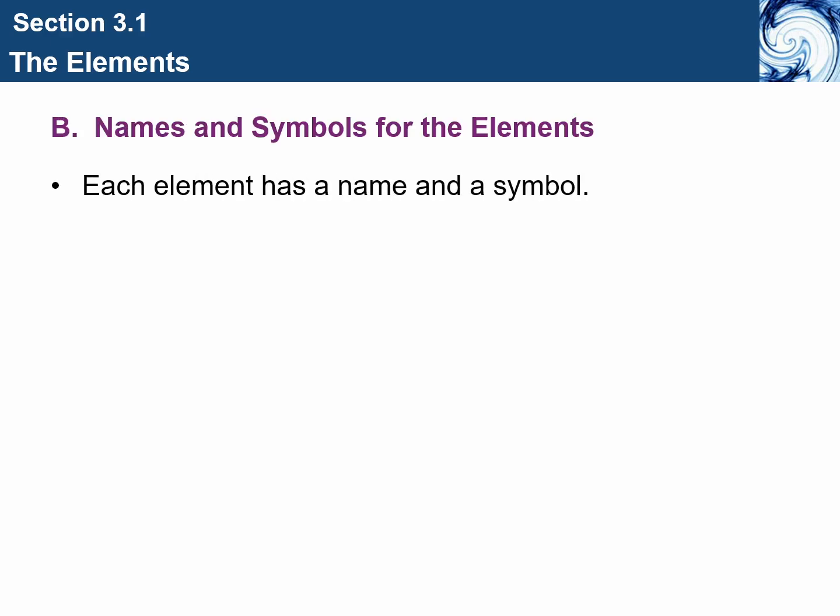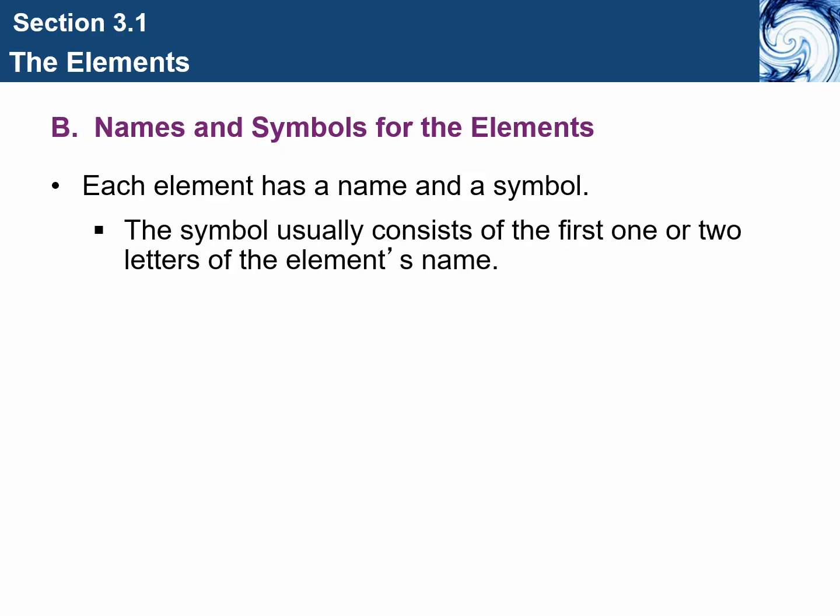Names and symbols for the elements. Each element has a name and a chemical symbol. A symbol usually contains one or two letters from the element's name. The first letter is always capitalized, and the second letter, if it has one, is lowercase. Oxygen is represented by capital O, while krypton is represented by the capital K and a lowercase r.